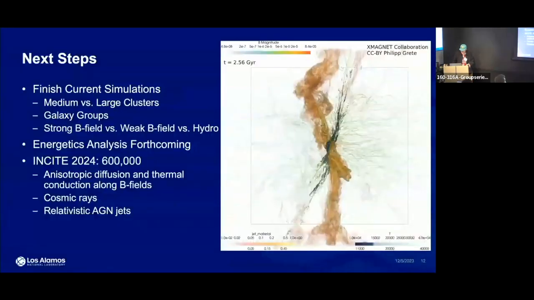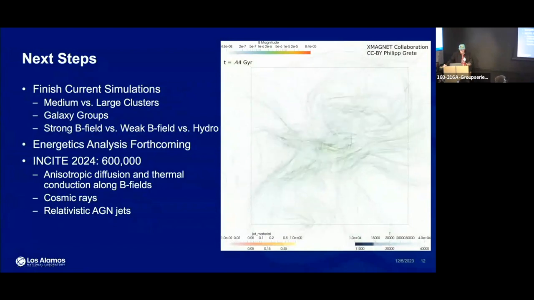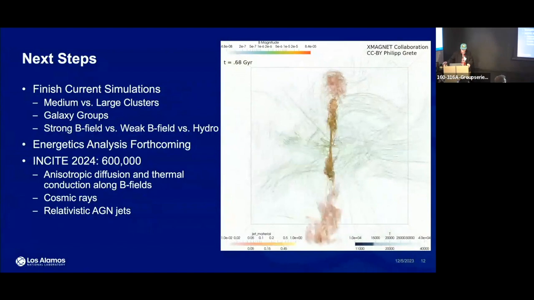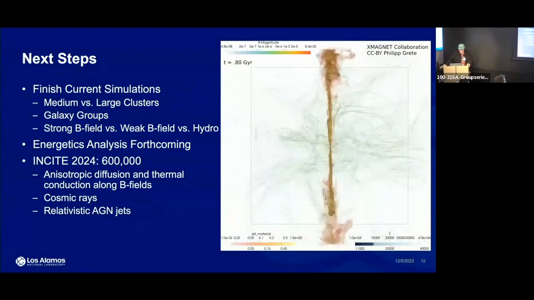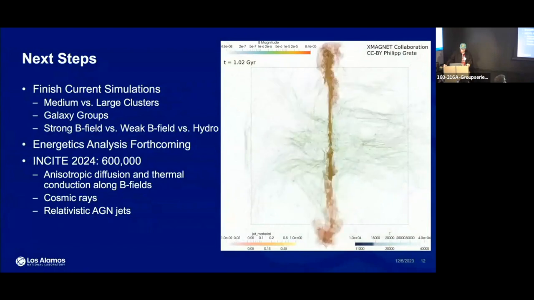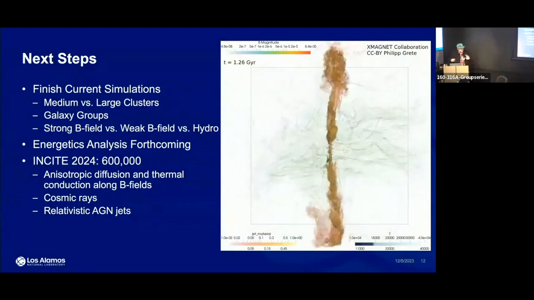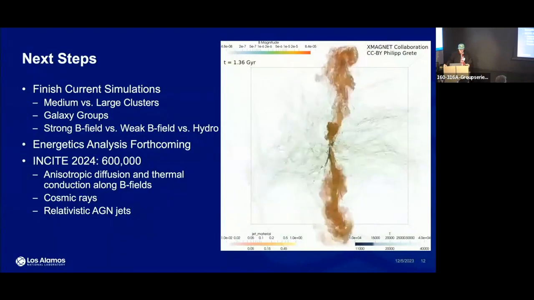So our next steps: finish the current set of simulations. So far, this is just a Perseus cluster with a strong magnetic field, about 1 microgauss average. But we have weaker magnetic field simulations, hydrodynamic simulations. We're doing a 10 to the 15 solar mass, larger cluster. We're doing groups. So those simulations are wrapping up this year.